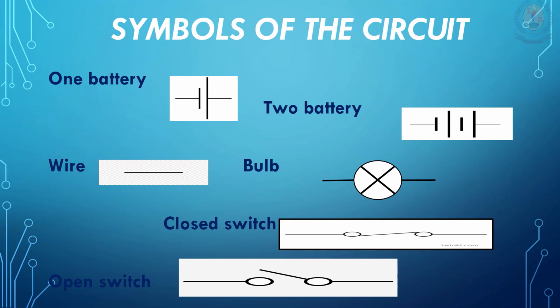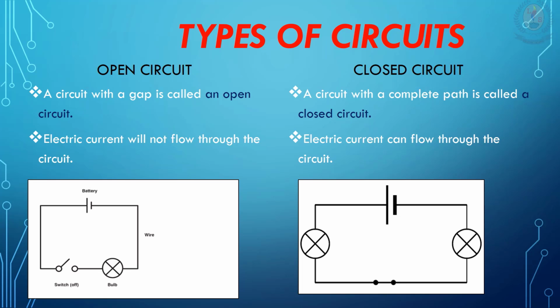So, the symbols are used in a circuit diagram. When we are drawing a circuit diagram, we have to use these symbols. Now we are coming to learn about the types of circuits. I hope now all of you can understand how to use the symbols to draw a circuit diagram. Now, in the two pictures, you can see the circuit diagrams which are drawn by the use of symbols.